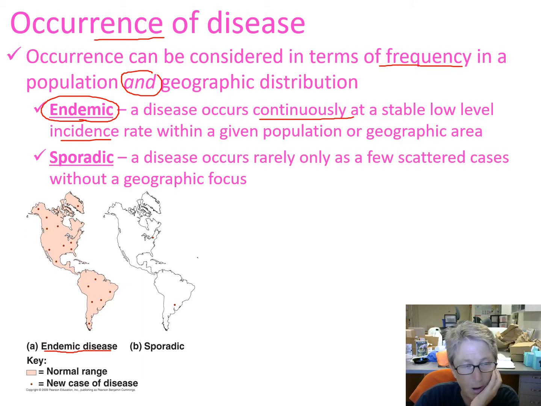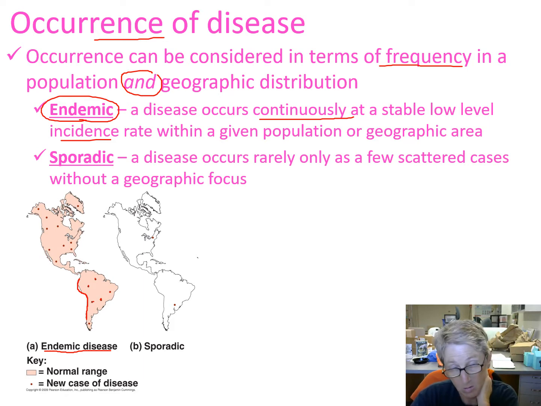So just the brown, this is the normal range of the disease, and then these little dots are the number of new cases of the disease. So this would be the incidence of this disease. So this would be an endemic, within a population or a geographic area.